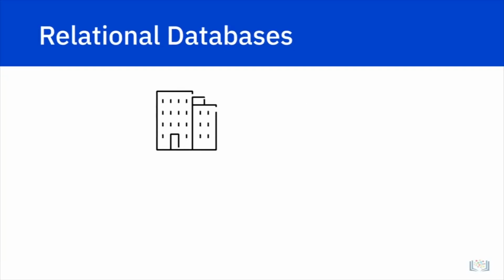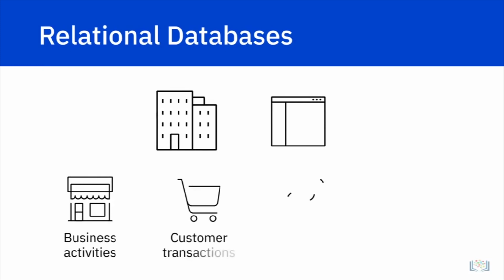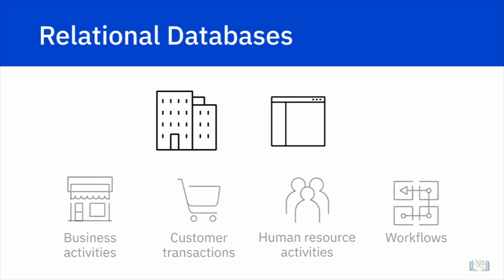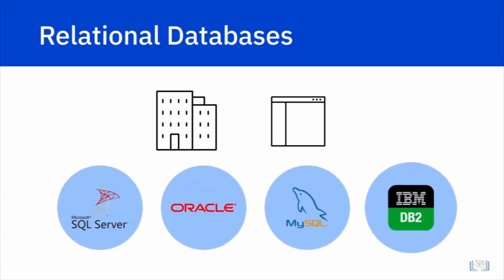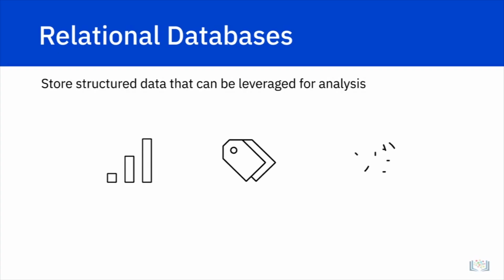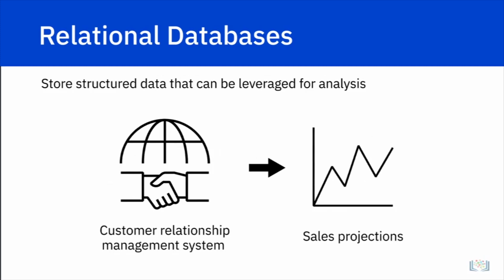Typically, organizations have internal applications to support them in managing their day-to-day business activities, customer transactions, human resource activities, and their workflows. These systems use relational databases, such as SQL Server, Oracle, MySQL, and IBM DB2 to store data in a structured way. Data stored in databases and data warehouses can be used as a source for analysis. For example, data from a retail transaction system can be used to analyze sales in different regions, and data from a customer relationship management system can be used for making sales projections.